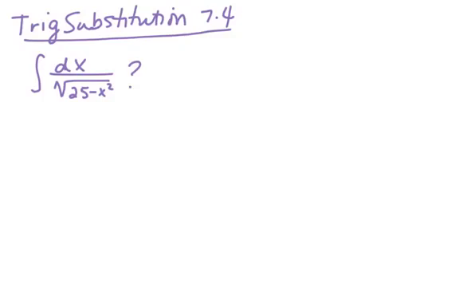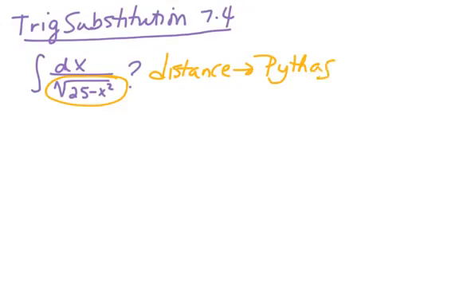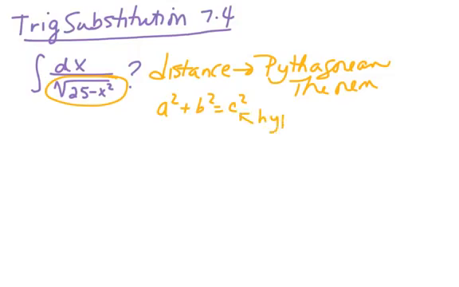It looks something like the distance formula in the denominator, and the distance formula we know comes from the Pythagorean theorem. So let's go down the root of the Pythagorean theorem to try and crack this nut. We all know the Pythagorean theorem, a squared plus b squared equals c squared, where c, of course, is your hypotenuse.